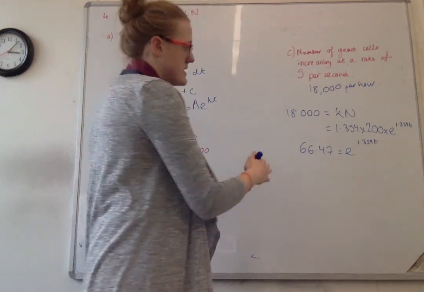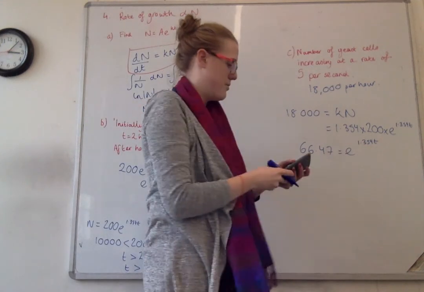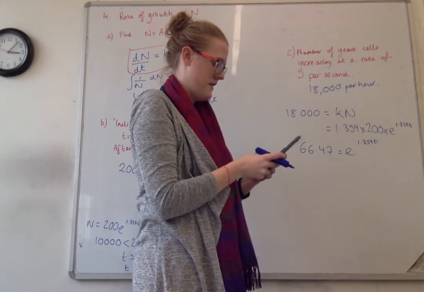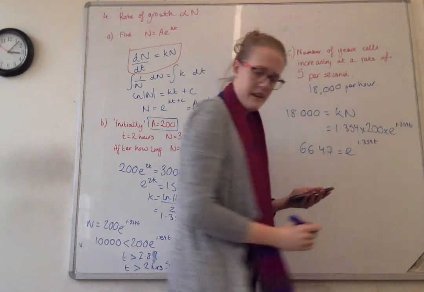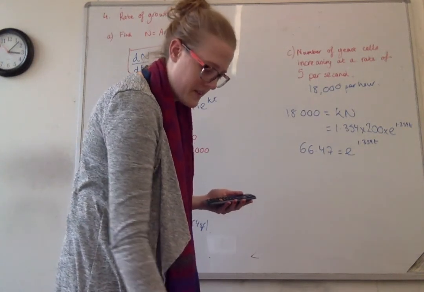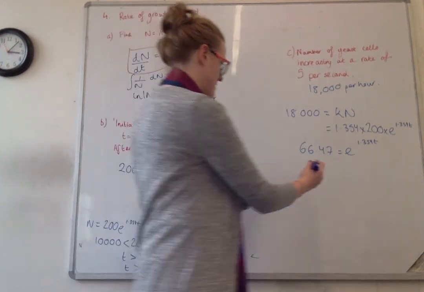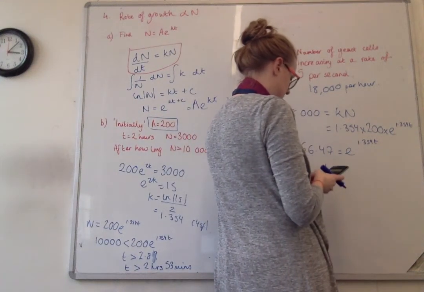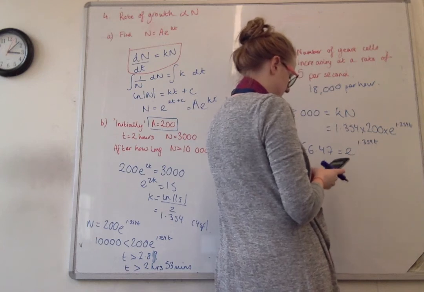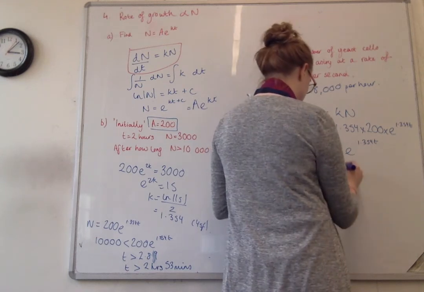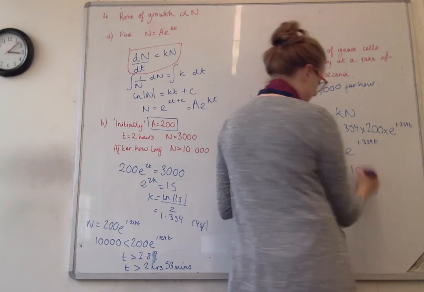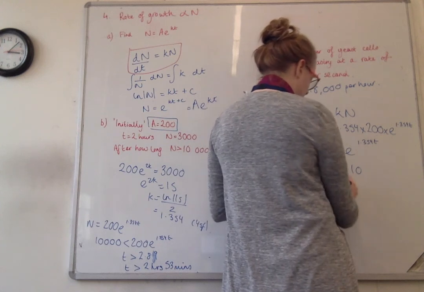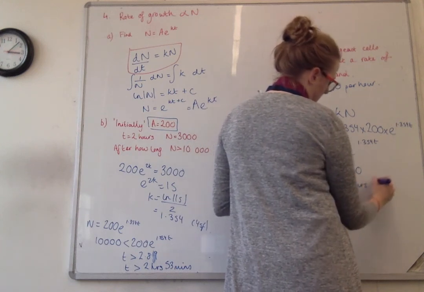So if I then take ln of both sides and divide by 1.354, I get ln of 66.47 divided by 1.354. I get t is equal to 3.10. So that equals 3 hours and 6 minutes.